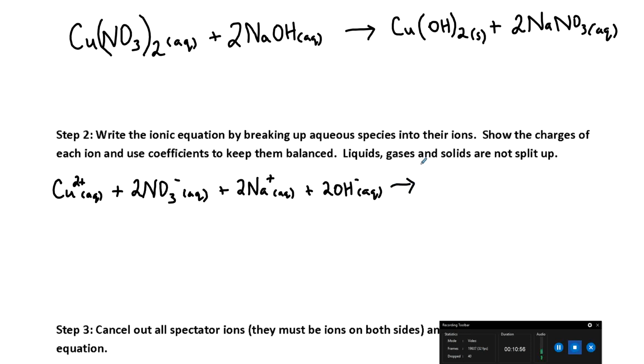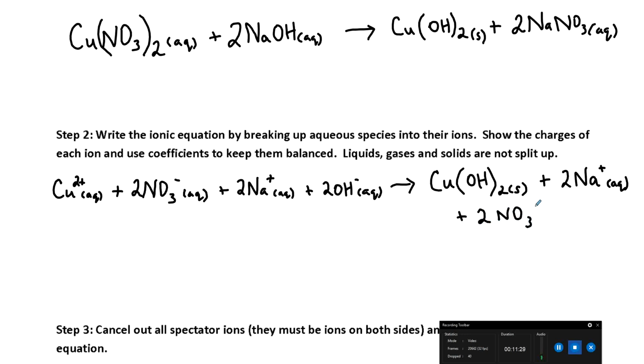Now I go over to products. This precipitate is insoluble, so we can't break it up. We're going to just leave it exactly as it is, and we still have to include the S. Then we're going to finally break apart the sodium nitrate. Again, there's a 2 in front, so that would mean I have 2 sodium ions, and I'm just going to carry down here. I also have 2 nitrate ions.